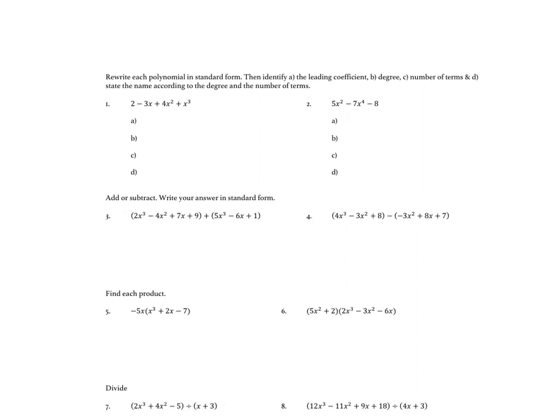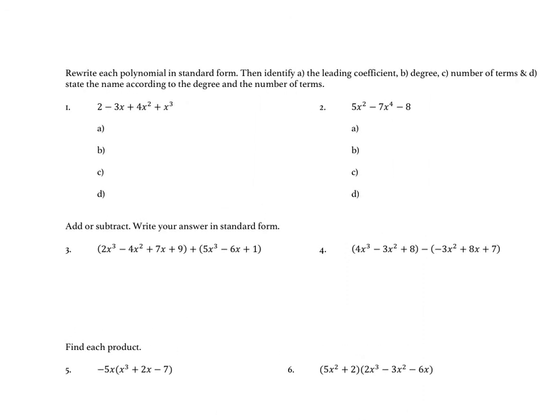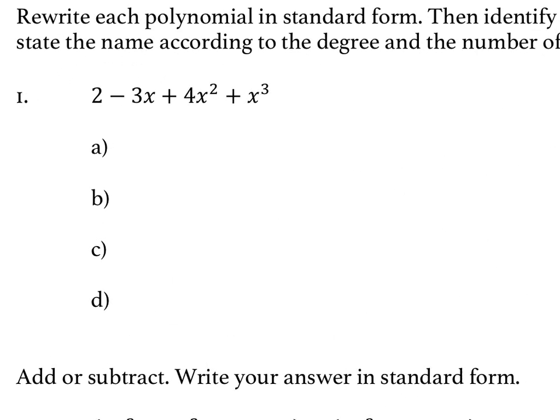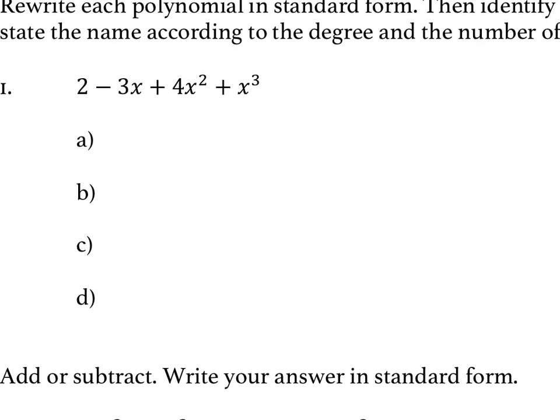Okay, for these, 1 and 2. First, the directions say to rewrite each polynomial in standard form. Standard form is just starting off with the term with the biggest exponent, so we'll write this term first, and then go down in order of exponents. Start off with the biggest exponent, and then the next biggest one is squared. The next one is the minus 3x, and then plus 2.